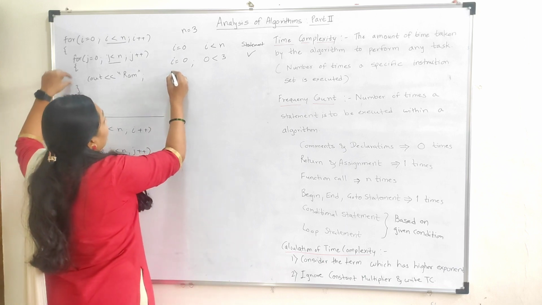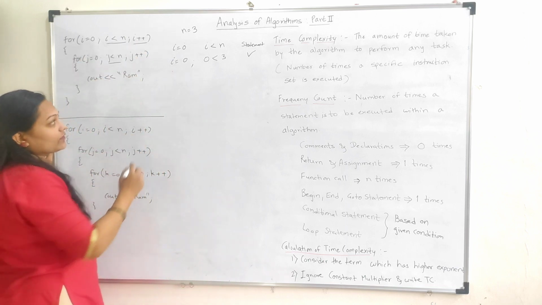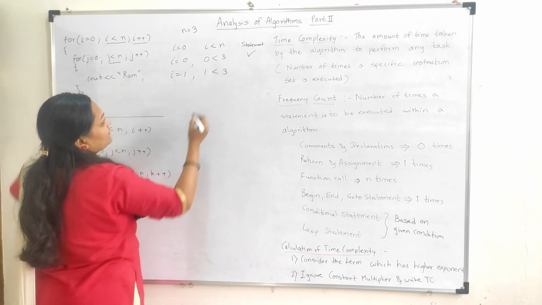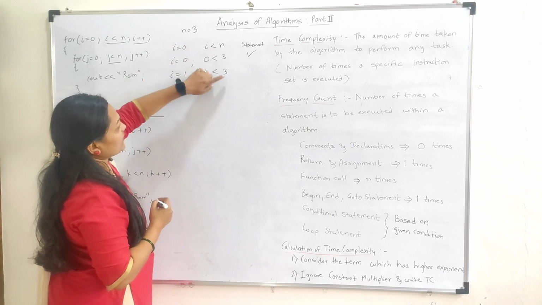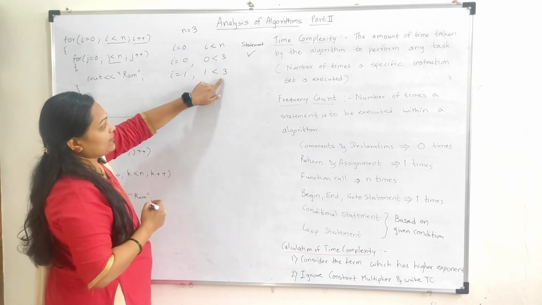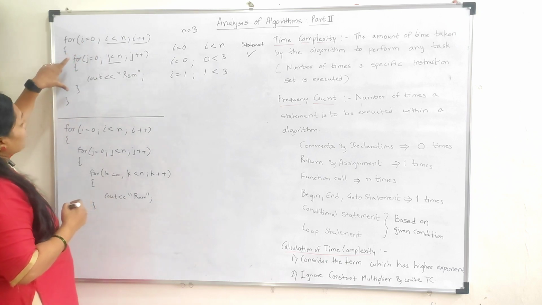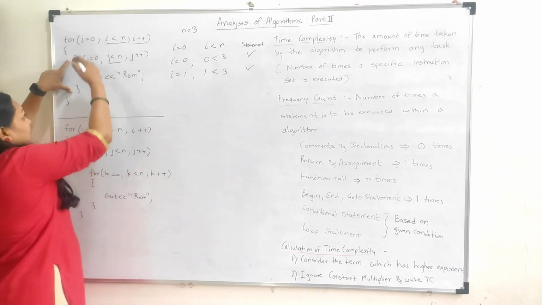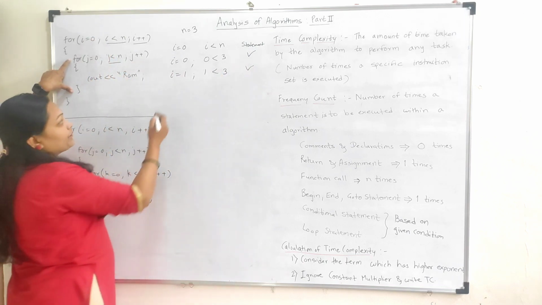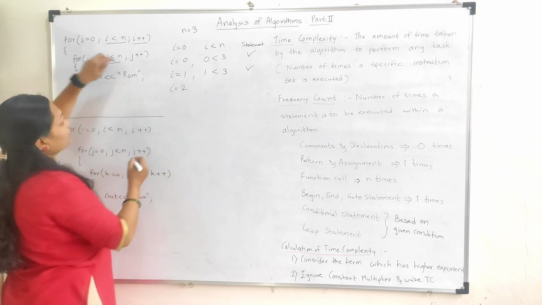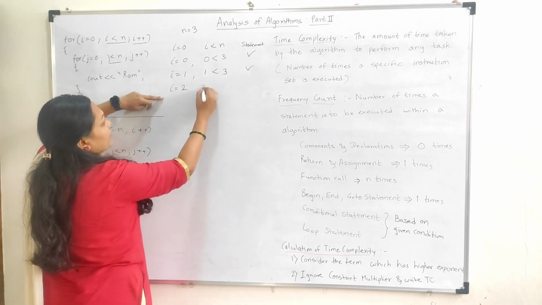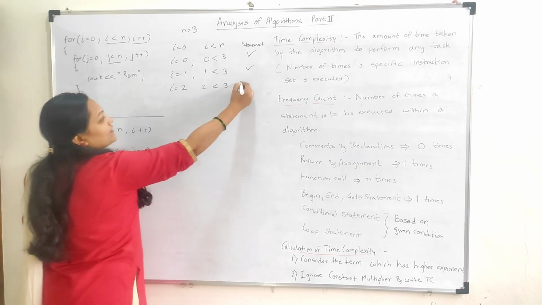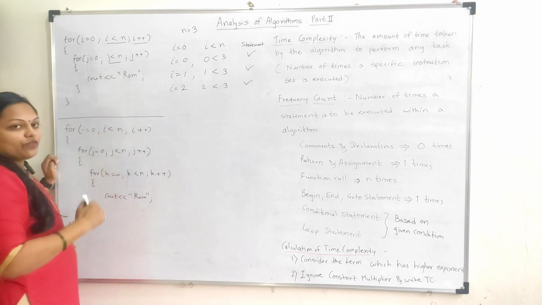Then the value of i will increment. The value of i will be 1. So 1 is less than 3. The value of i is 1, the value of n is 3, 1 is less than 3, so this condition is also true. Program control will go inside of it, and whatever statement is written inside of the for loop will execute. Now the value of i will be 2. We will increment the value. 2 is less than 3. Yes, it is true. The statement written in the for loop will execute.